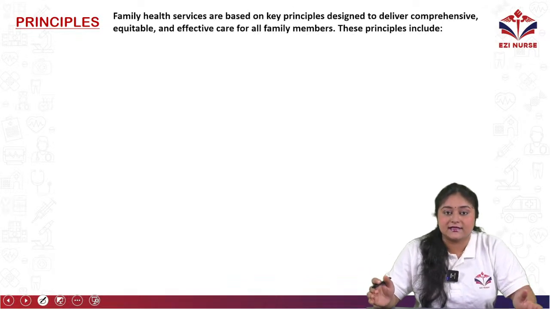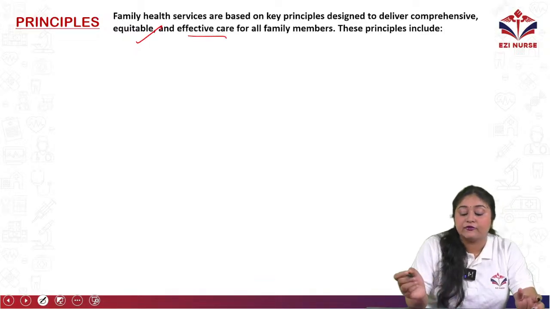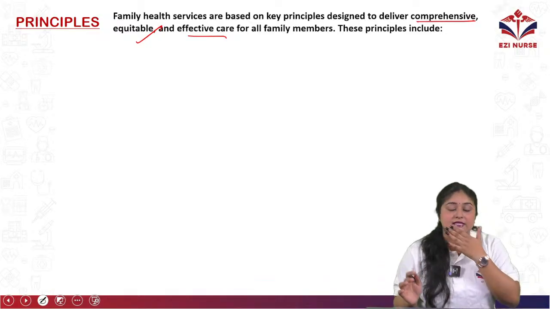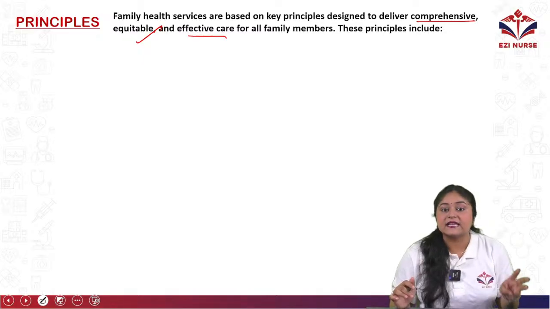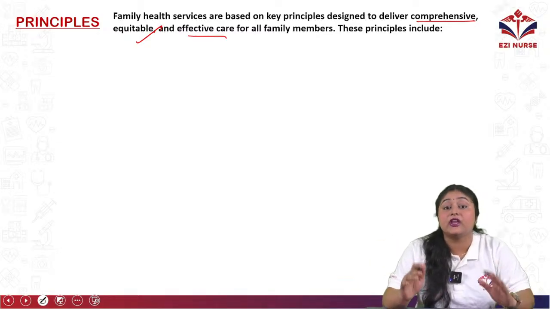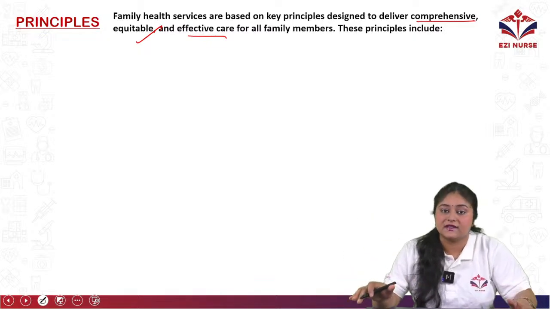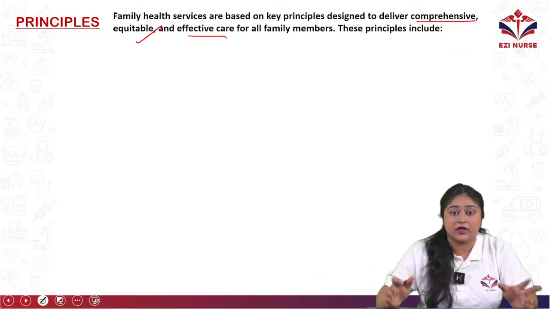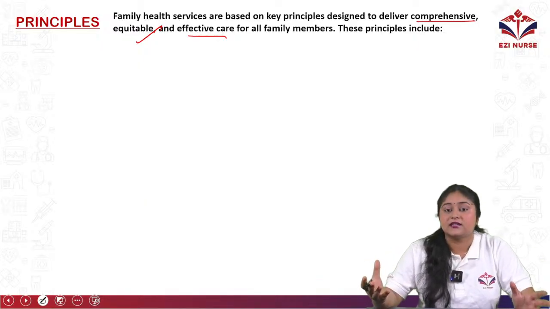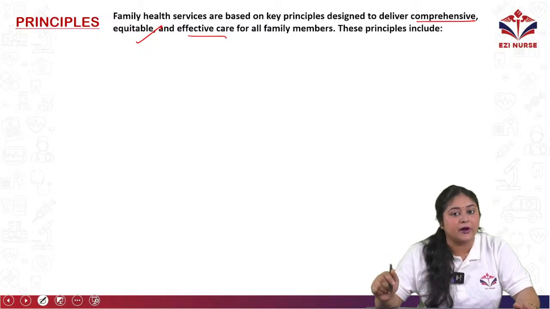So mainly this family health service is based on key principles which are designed to deliver comprehensive, equitable and then effective care for all individual family members. And comprehensive, why? Because they are focusing on all the specific aspects: physical, mental as well as social well-being. Equitable means the delivery of care should be equitable for each and every family member as well as the families who are present or belong in that particular community sector. So the level or quality of care should not depend on any kind of social factor or financial factor or dressing factor, okay? And this care should be effective for each and every person of that particular community sector.